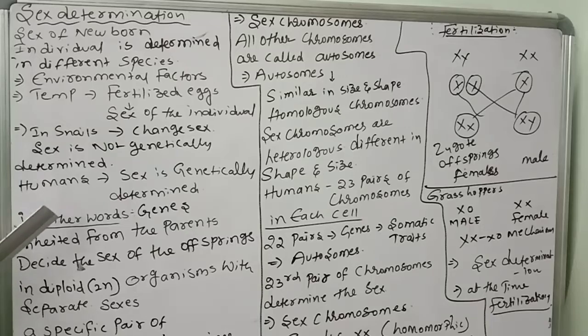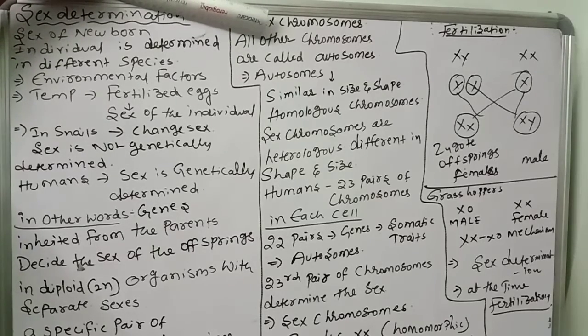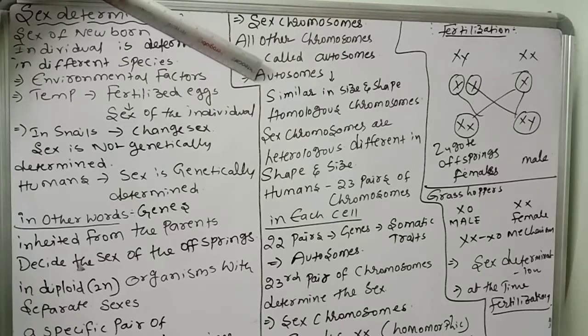In diploid organisms with separate sexes, a specific pair of sex chromosomes determines the sex of the individual. Those chromosomes are called sex chromosomes, as you know very well. All other chromosomes are called autosomes.